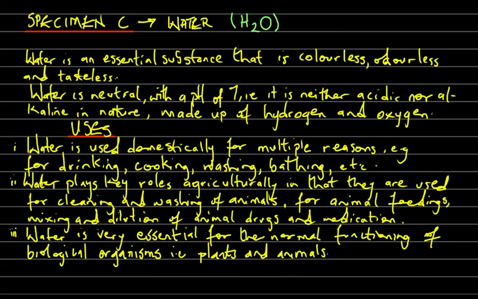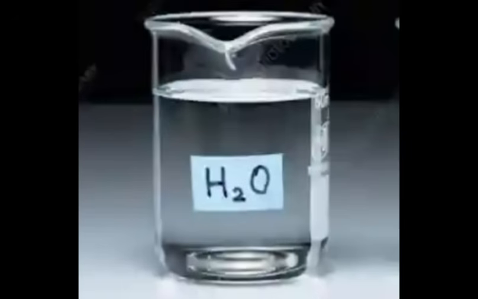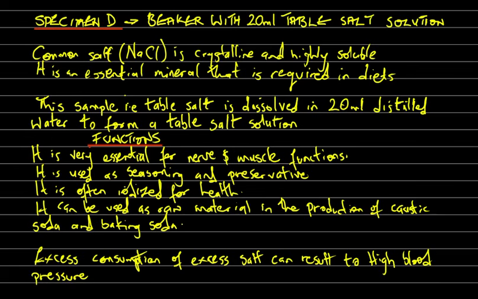This particular specimen could also be used in an experiment that I will try to explain to us shortly. So we all know what water is, so I will just show us an example of water in a beaker. So we can see an example of water in a beaker. So that is what that is talking about. And then we move to the next specimen, which is our specimen D. Our specimen D is a beaker containing 20 ml of table salt solution.